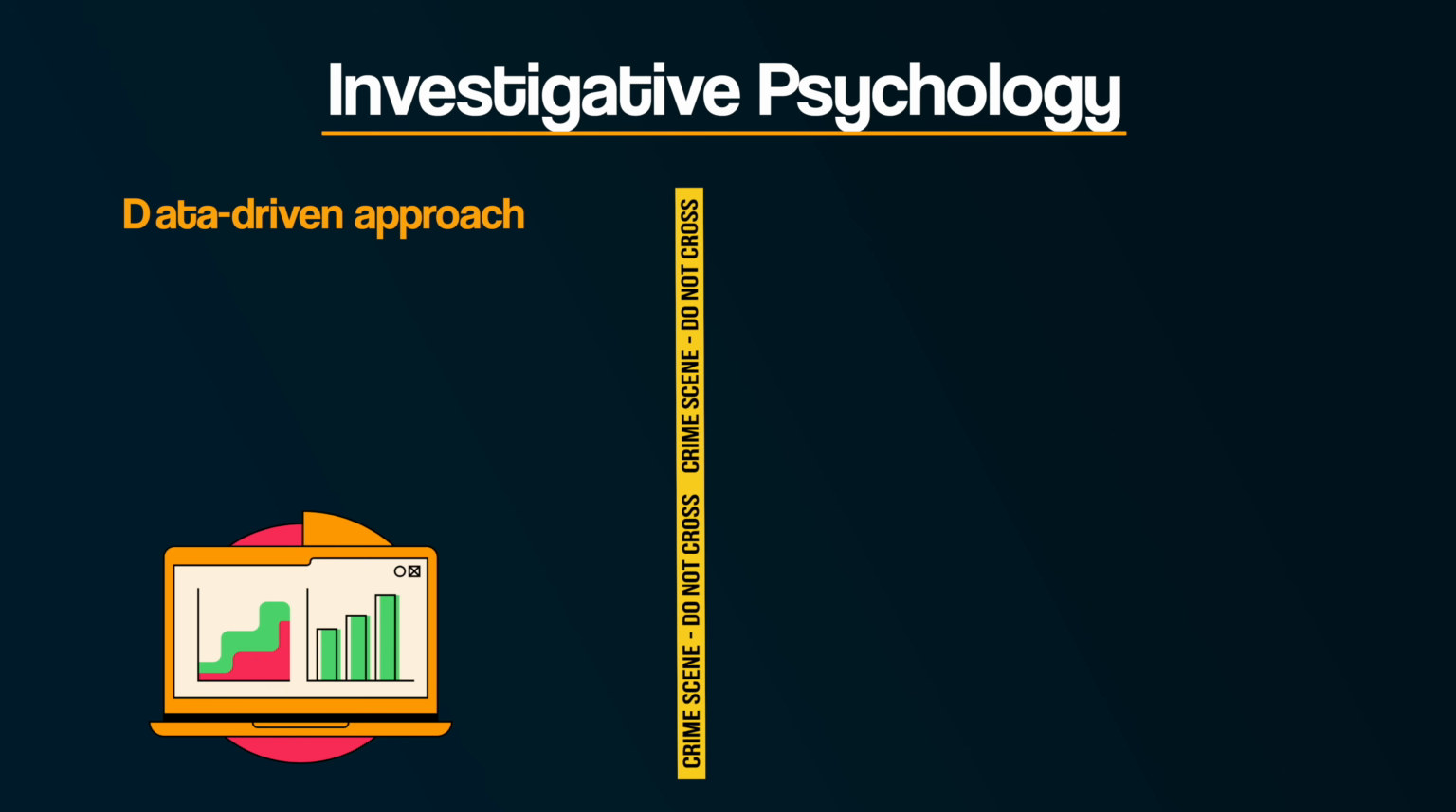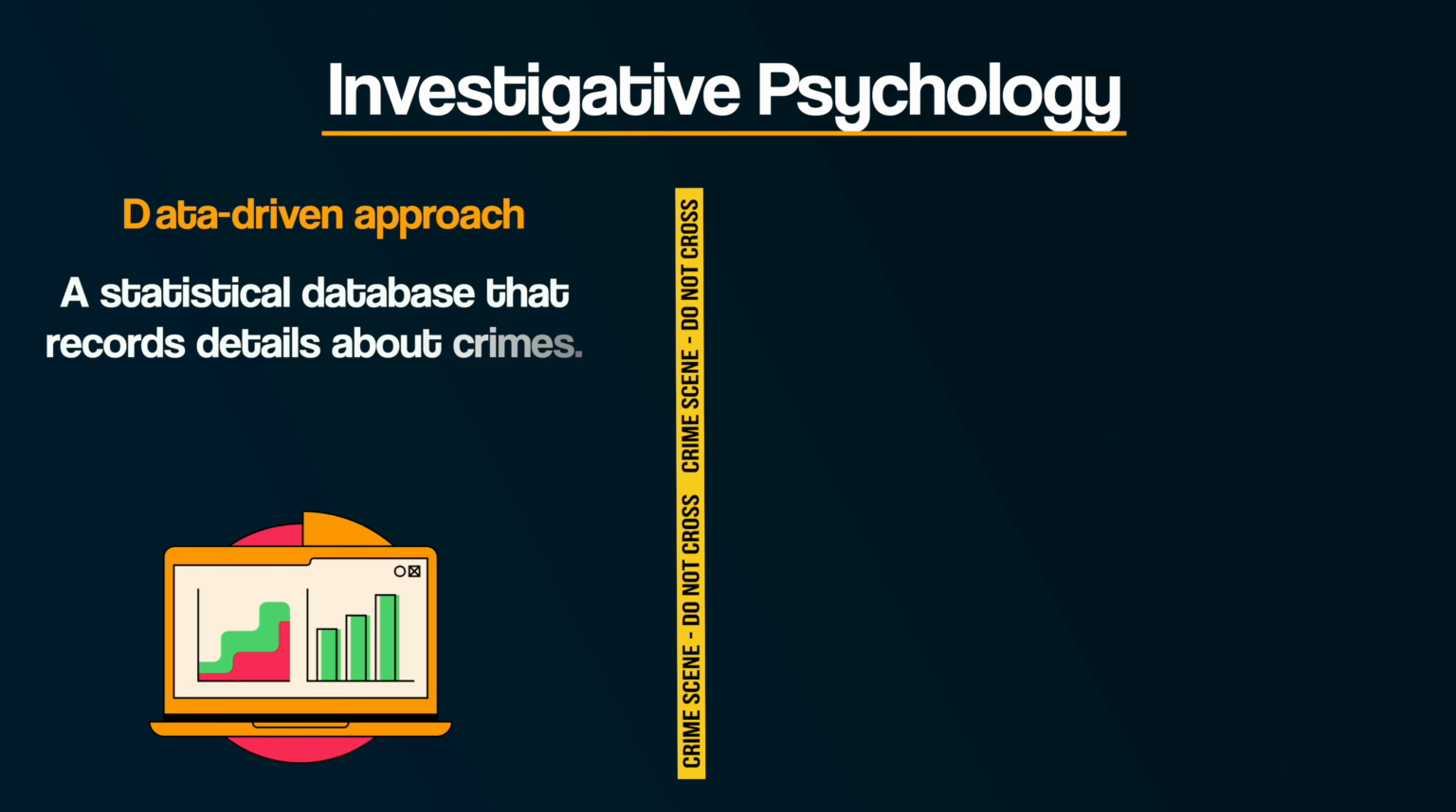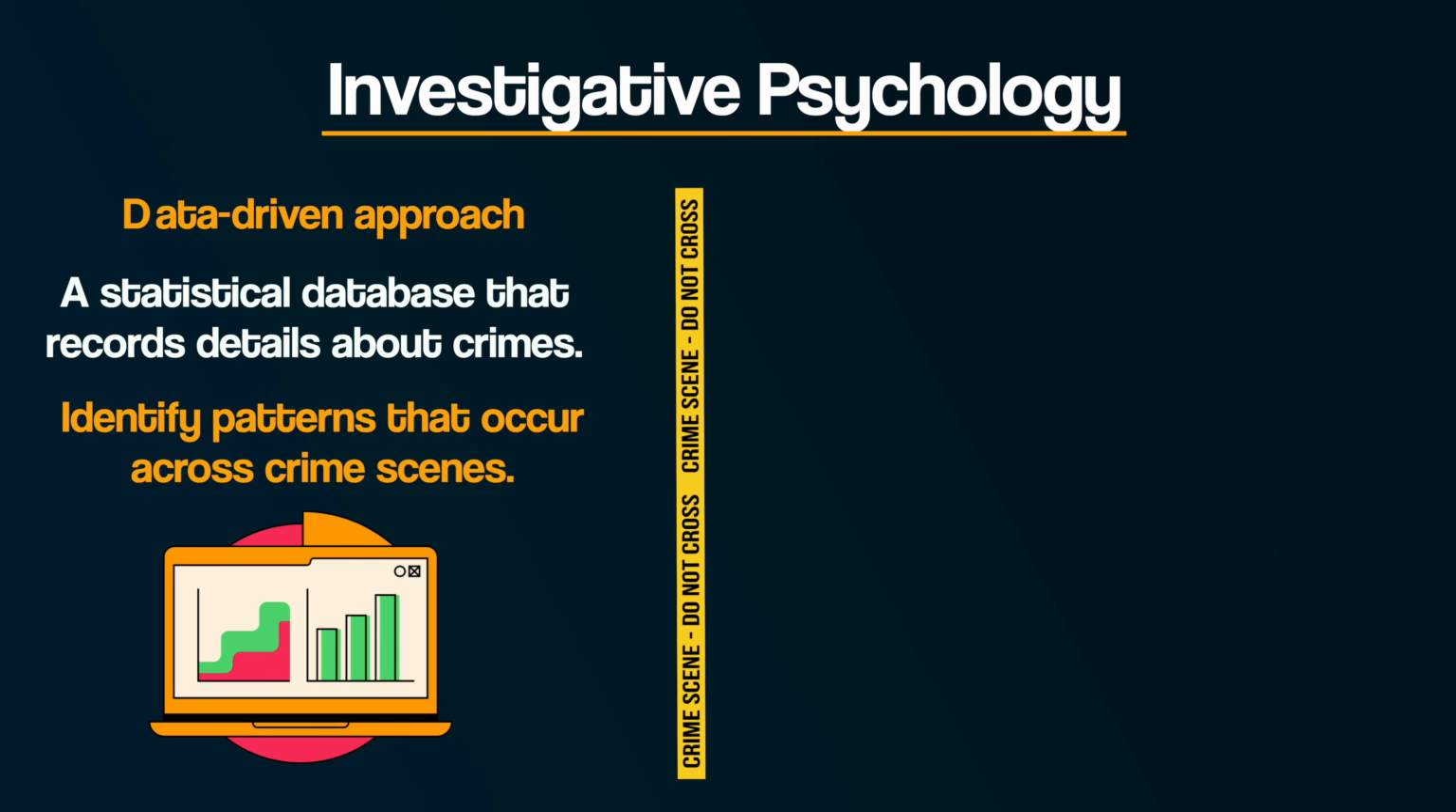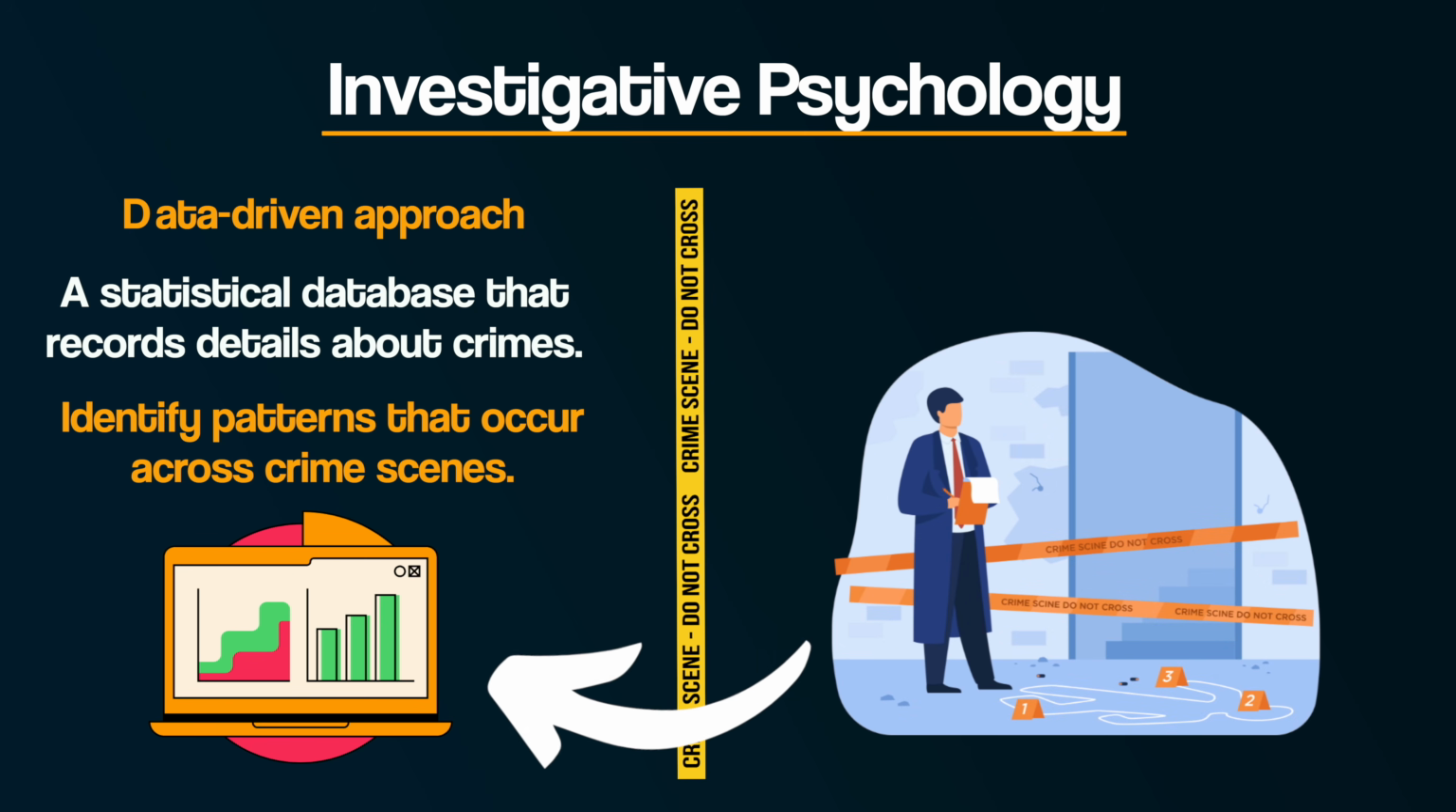What you need, according to Canter, is a statistical database that records details about crimes. This then enables them to identify patterns that occur across crime scenes. When a crime is committed, it can be compared with this database for any similarities, which can then be used to make predictions about the characteristics of an offender.